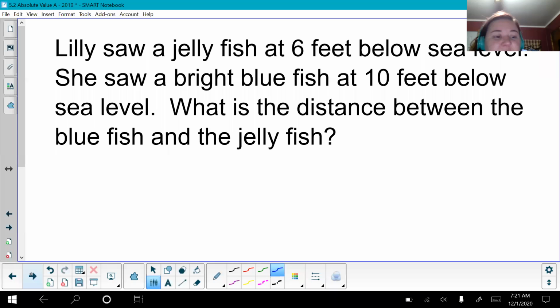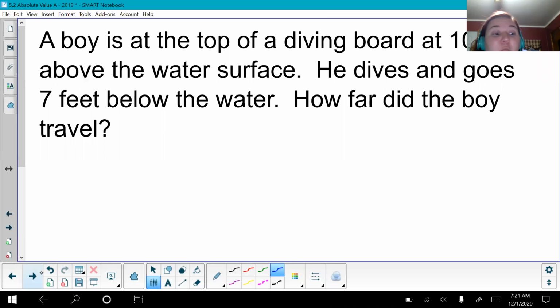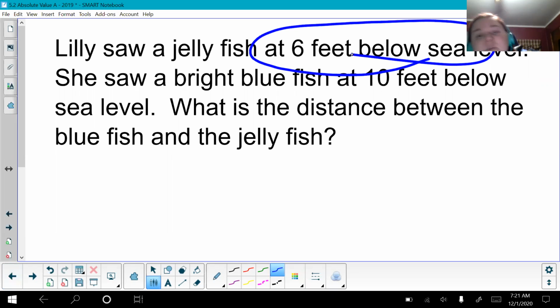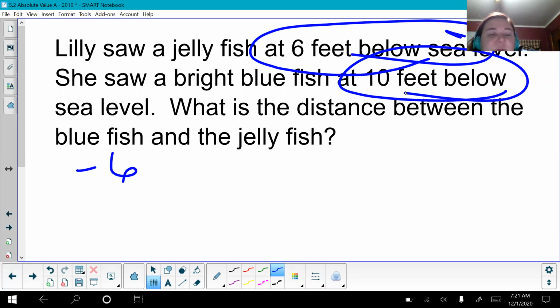Last but not least, these are the ones that kids miss all the time. Draw a picture. I got a little jellyfish, 6 feet below sea level. So negative, right? So I'm at -6. And then she saw a bright blue fish at 10 feet below sea level. Oh, well, they're both below.